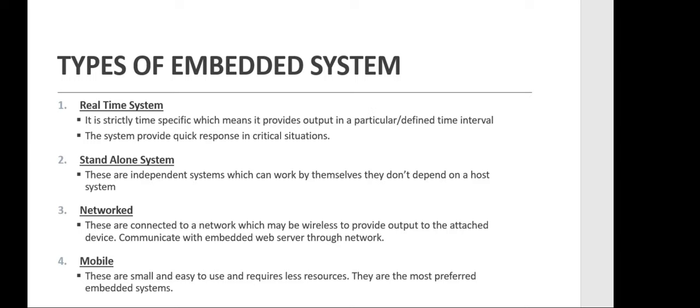In the standalone system, these are independent systems which can work by themselves. They don't depend on a host system. In the network type, these are connected to a network which may be wireless to provide output to the attached device. They communicate with the embedded web server through the network. Mobile systems are small and easy to use and require fewer resources. They are the most preferred embedded systems and are considered to be the best.